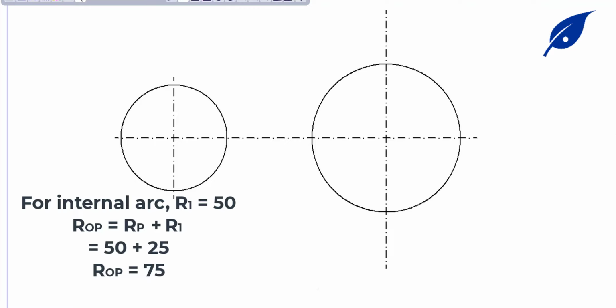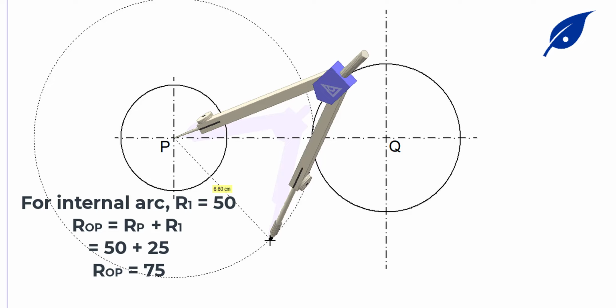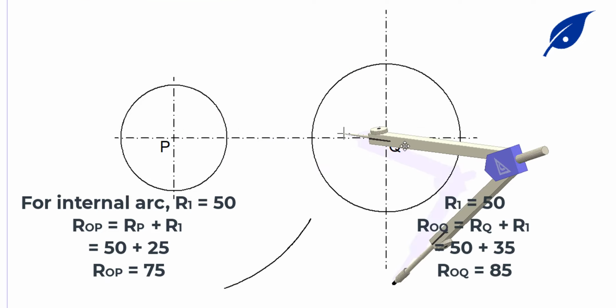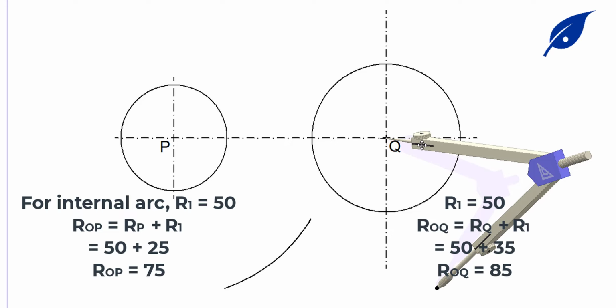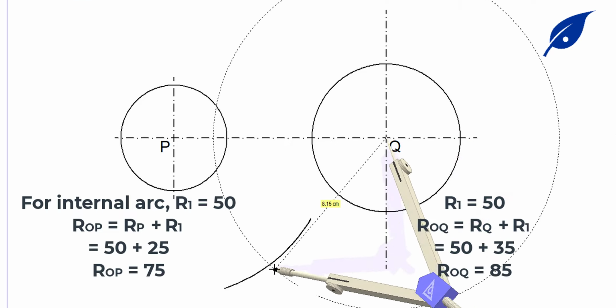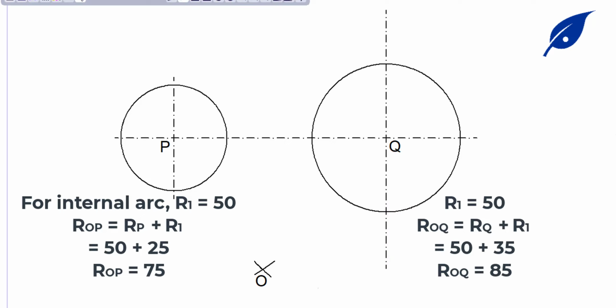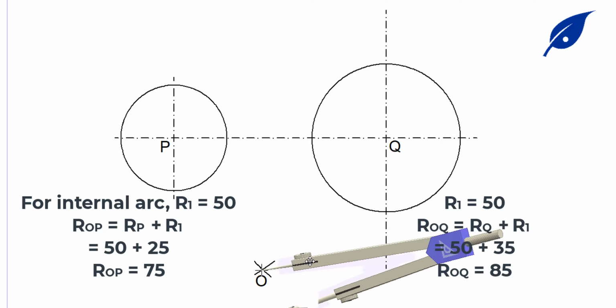So for the internal arc, the radius is 50. For us to describe the arc, the radius ROP, which is at the center there at O, the point where we're going to meet at O, we're going to describe the arc. Also for Q, we'll do it this way.